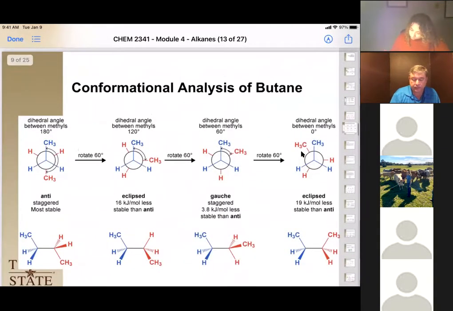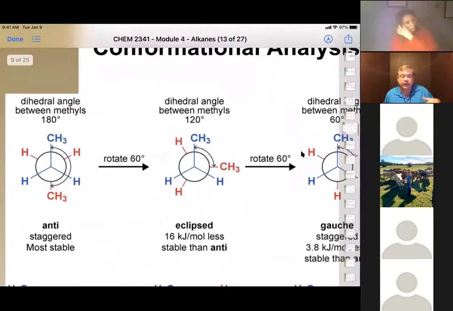So let's look at that. When we first started here, let's just start with the 2 methyl groups as far apart as possible. The dihedral angle between the 2 methyls is now 180 degrees. It's what we call the staggered conformation, because it looks like the staggered conformation we had before. However, the 2 methyl groups are completely opposite each other, so we call this the anti configuration. Okay, so the 2 methyl groups are as far apart as possible, the anti configuration, and it's also a staggered configuration.